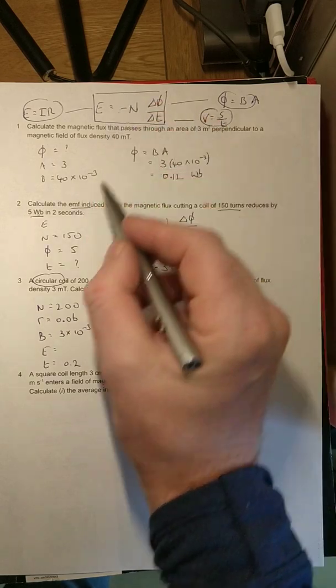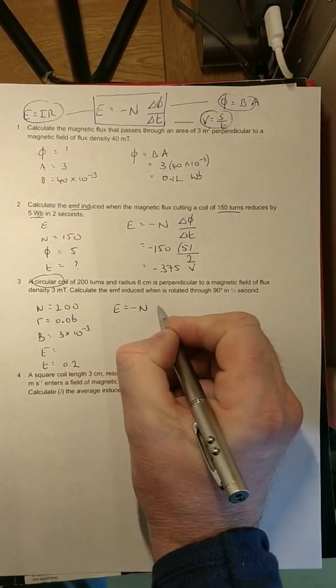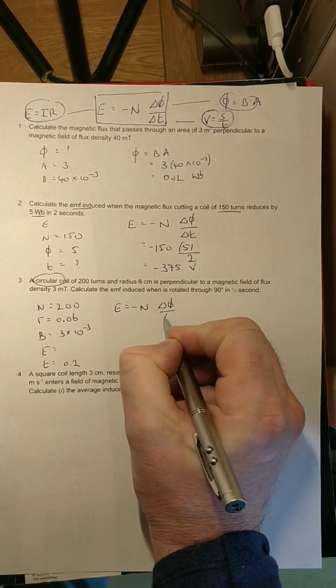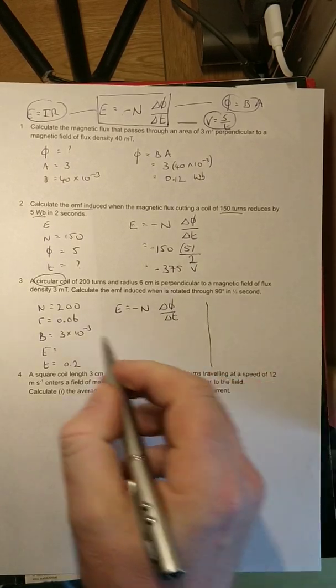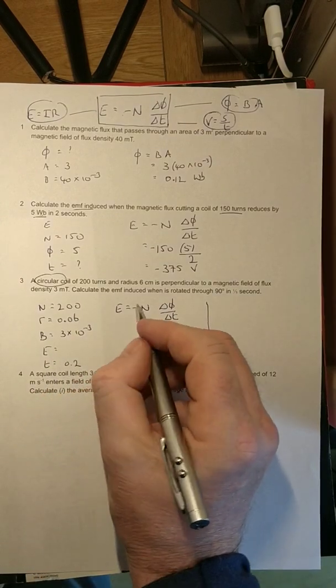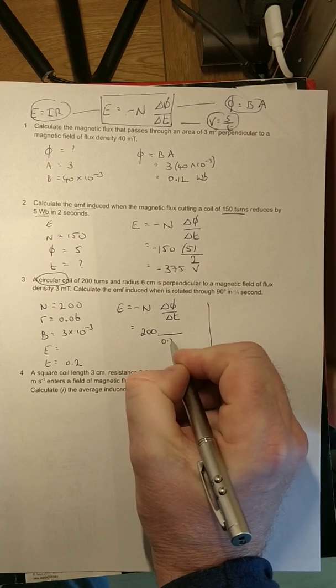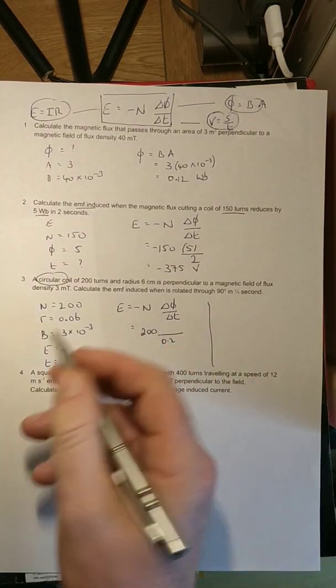Okay, so we go back up to the formula. We're looking for the EMF induced. Well, I'll just write that over here. That's what we're going to finish with. Okay, so we have N, 200, we have the time, 0.2, we're missing the flux. So we have to find the flux.